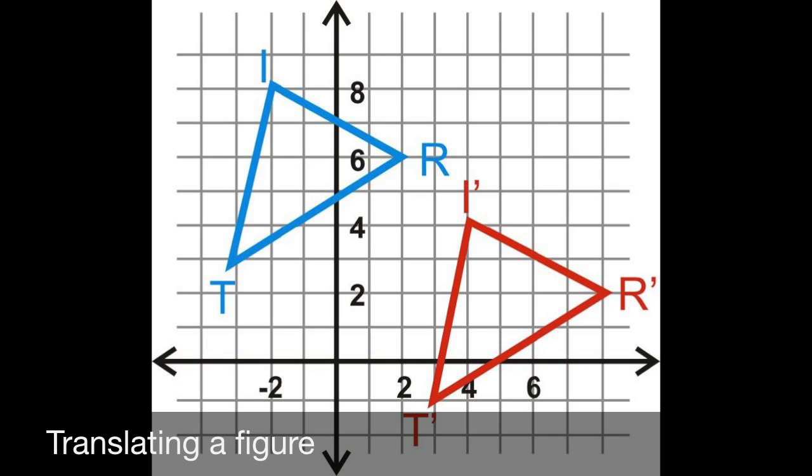For example, in this general translation, the x value for point R was increased by 6, from 2 to 8, and the y value was decreased by 4, from 6 to 2.